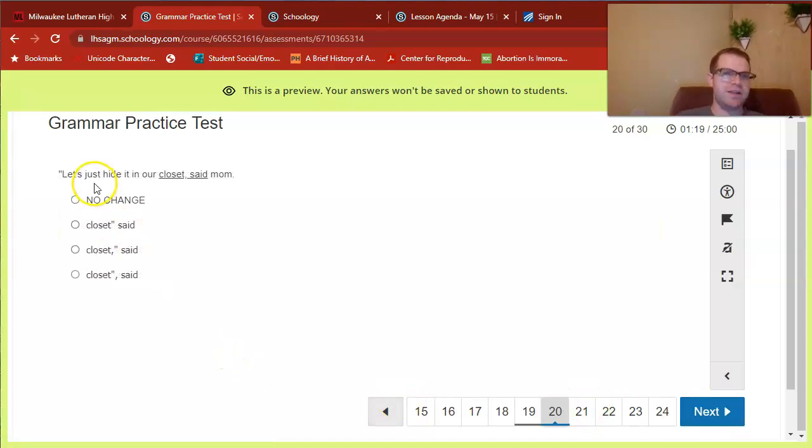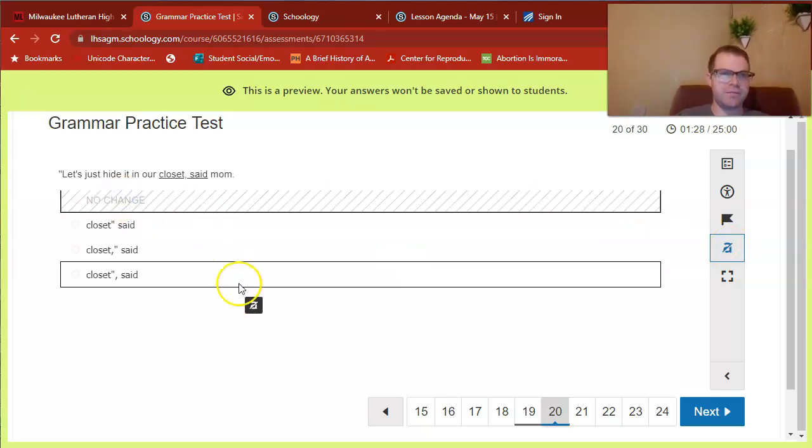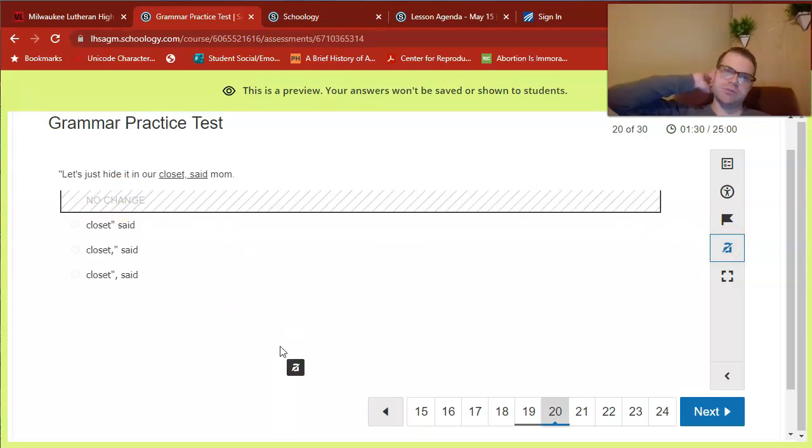Quotation mark question. Let's just hide it in our closet, said Mom. This one's a simple one. We can tell that we need a quotation mark here, so it's not going to be no change. I'll just eliminate that real quick. Now we just have to decide how to punctuate this thing.